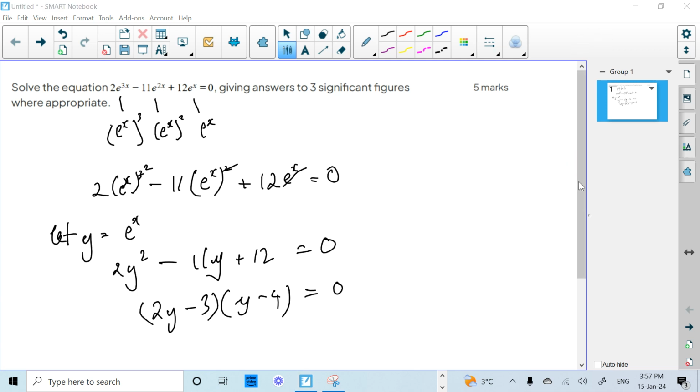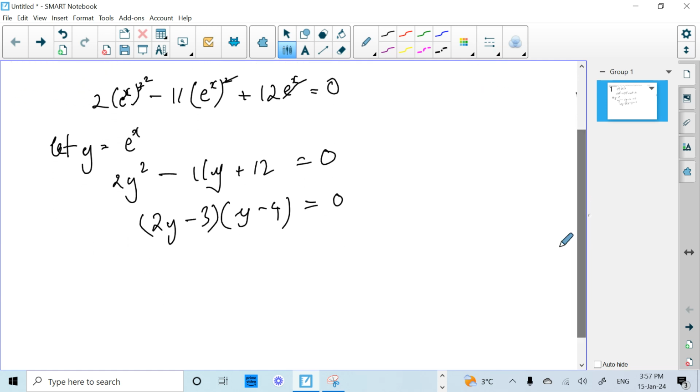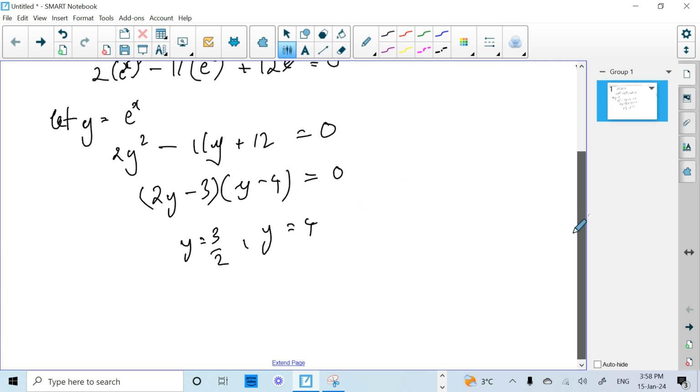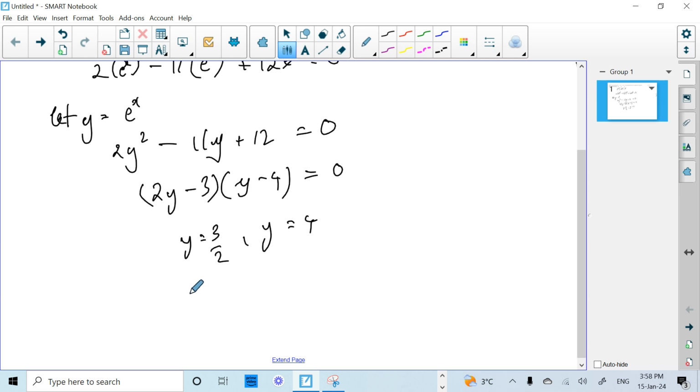And we're scoring marks. I'm a Mark Hunter, looking for marks. So we've got 2y minus 3 equals 0, which means y will be equal to 3 over 2, and y is equal to 4. Now, going back to the previous examples, the procedural elements are the same. That's given me e to the x is equal to 3 over 2, and e to the x is equal to 4.